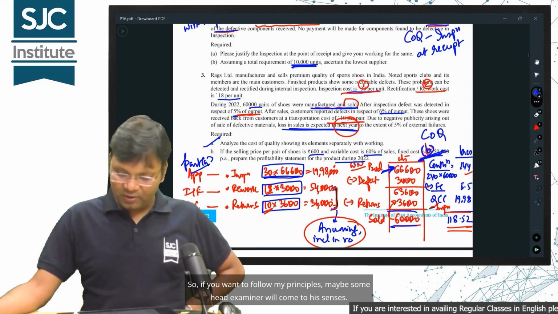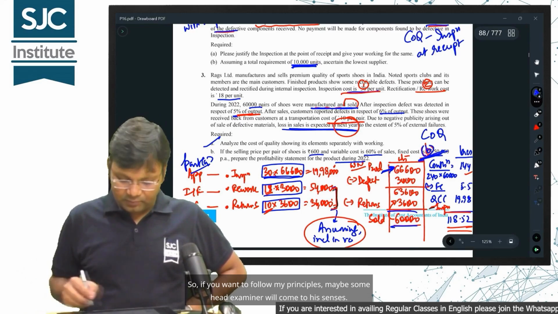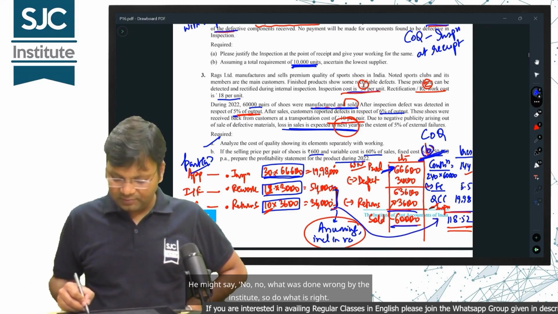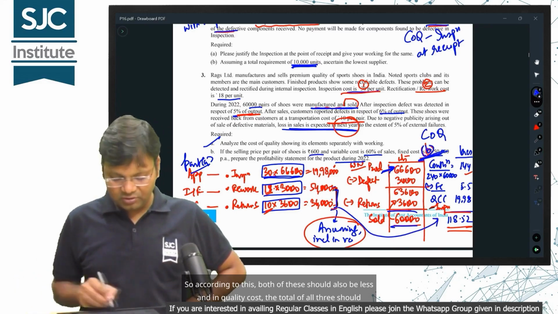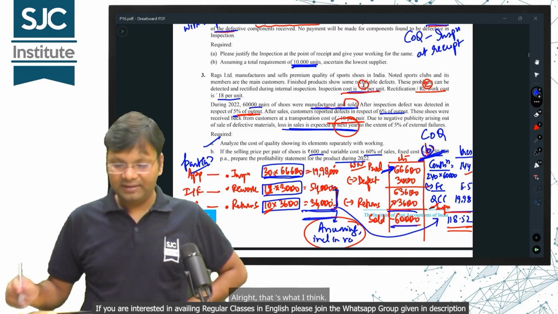So, if you want to follow my principles, maybe some head examiner will come to his senses. He might say, no, what was done wrong by the institute, so do what is right. So according to this, both of these should also be subtracted, and in quality cost, the total of all three should come. Alright, that's what I think.